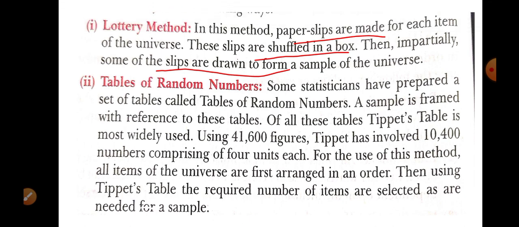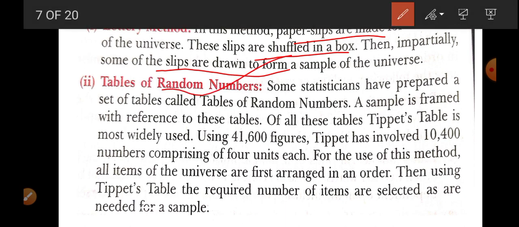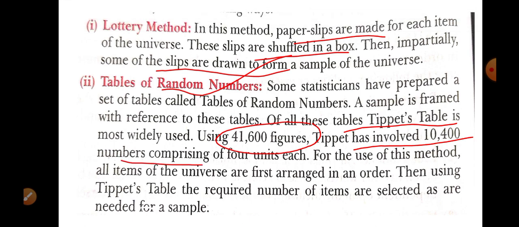Now, the table of random sampling, what is this? There are many tables constructed, but the Tippett table is very famous. In the Tippett table there are 41,600 figures. Tippett has involved 10,400 numbers, so it is used to select representative items.